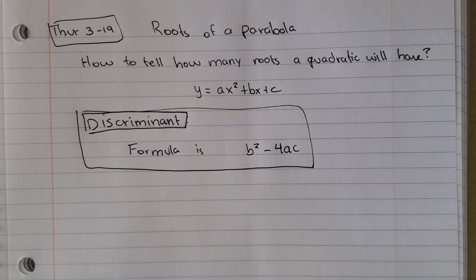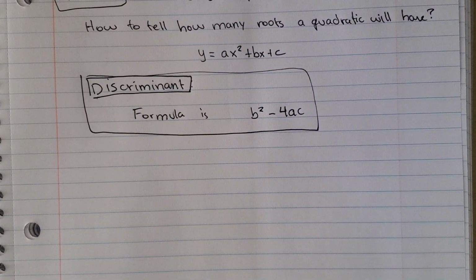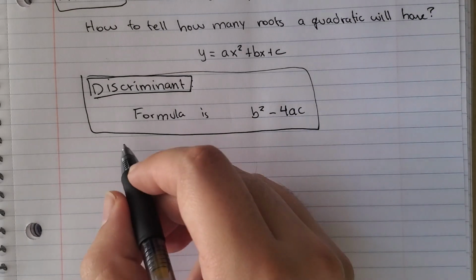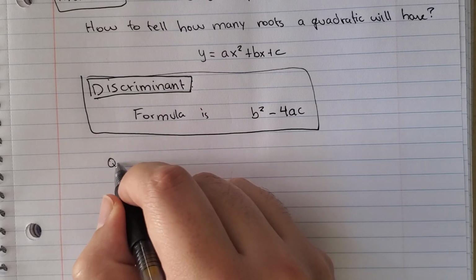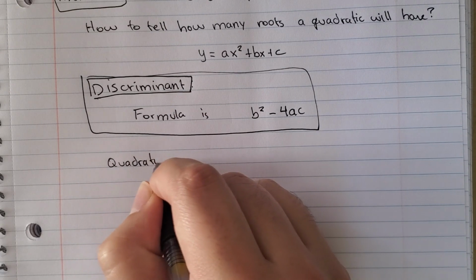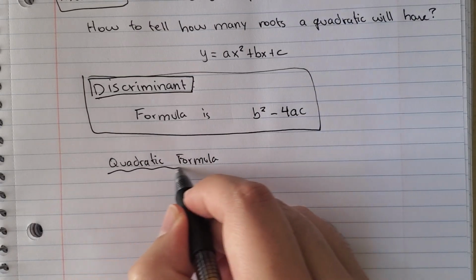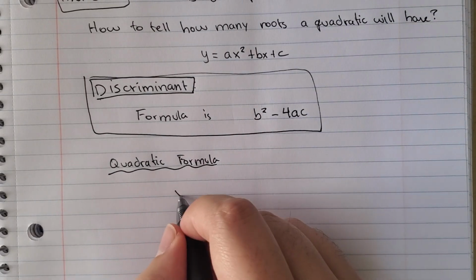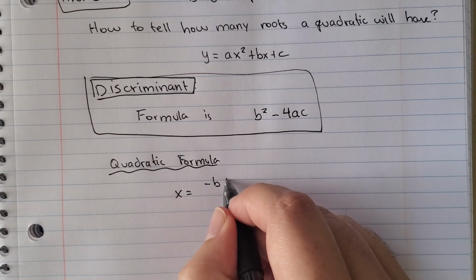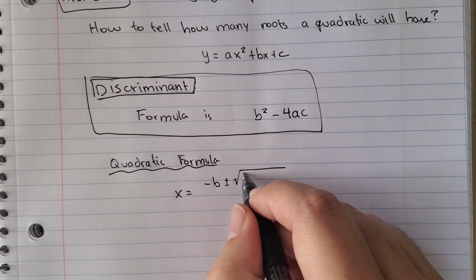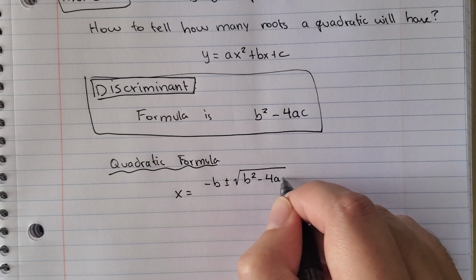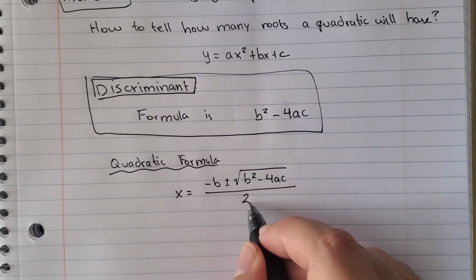Now, this should be ringing a bell. If not, let me ask you, where have you seen this before? Now, if you don't remember, let me go ahead and give it to you guys because we have to move on. But let me go back to the quadratic formula. And if you remember correctly, the formula for this was x is equal to negative b plus or minus the square root of b squared minus 4ac all over 2a.